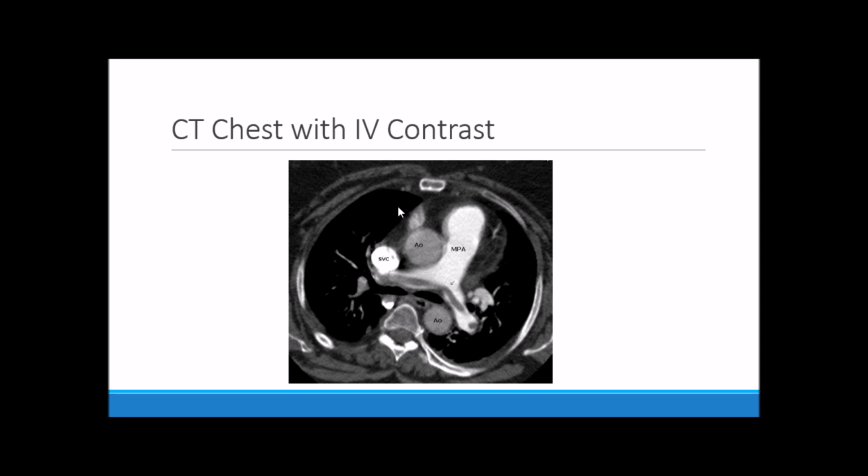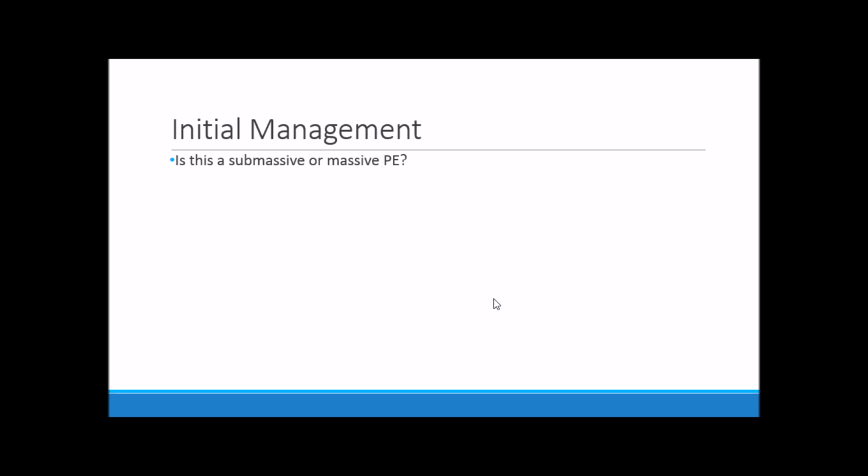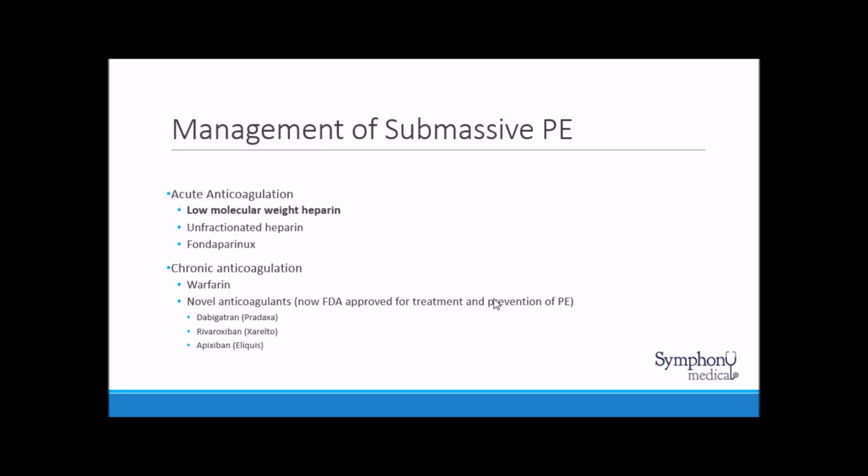That's an example of a chest CT showing a saddle embolus. This is the PE. Right here. Here's another little filling defect. Okay? How do you manage PE? It depends if it's massive or submassive. What's the definition of massive PE?